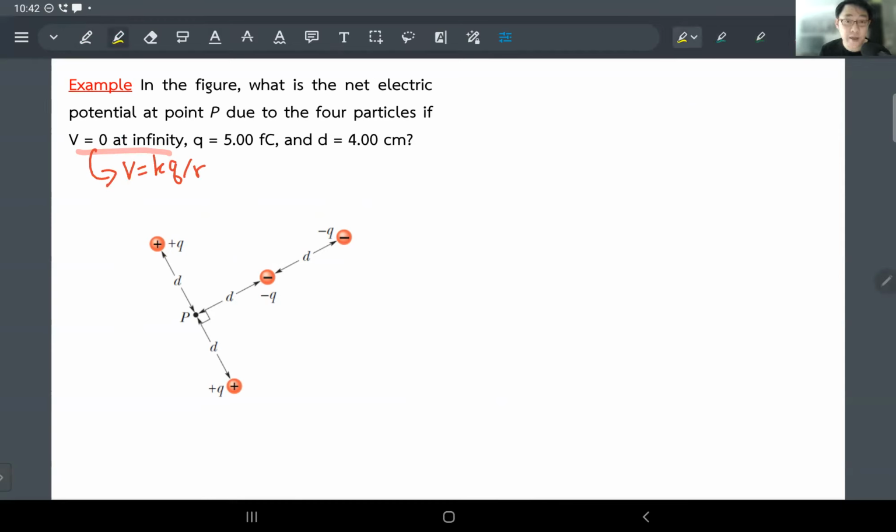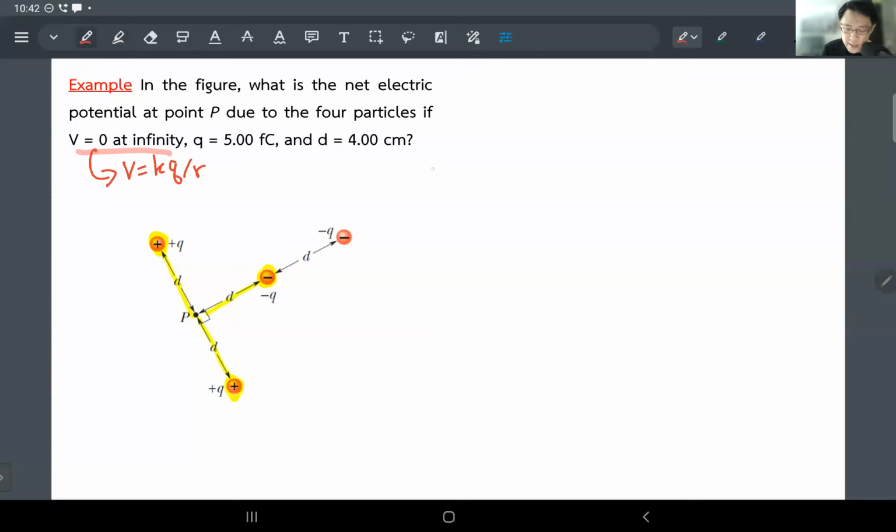So shall we do the same thing? We kind of get used to the idea that every time you have charges located at the same distance, the net potential can be found by doing K, the sum of Q over R, the distance. So we're going to do that again here. Plus Q is at distance D, plus Q is at distance D, minus Q here is at distance D. So at least these three charges can be calculated all at once.